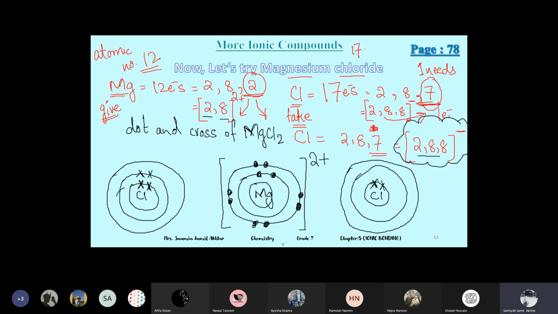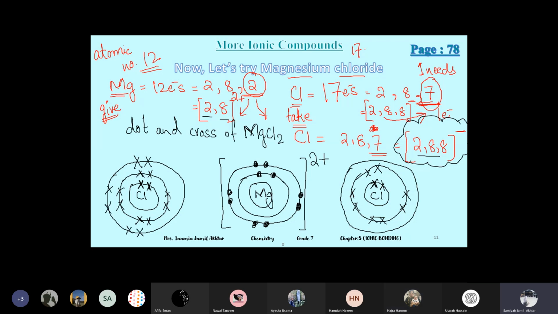1, 2, 3, 4, 5, 6, 7, and 8. The second shell contains 8 electrons. And how many electrons will be present in chlorine's third shell? Yes, the girls who are online, please tell me. 8. Very good. So 7 electrons are chlorine's own, and I'm making a cross for chlorine's electrons, which were 7 before.